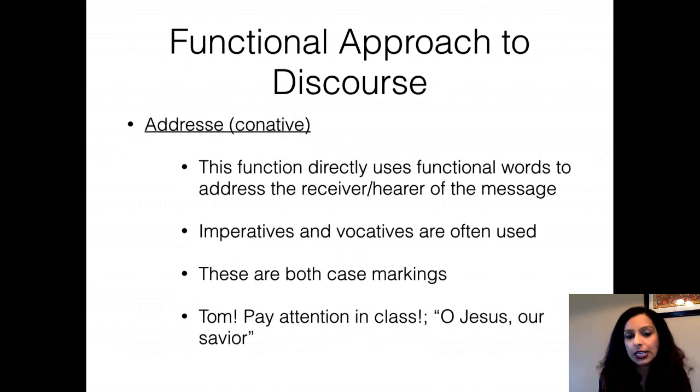The conative function is the addressee function, and these are things that are very often used with the imperative kind of case marking or the vocative case marking. In English, they are often written with an exclamation mark, so something like, Tom, pay attention in class, or, oh, Jesus, our Savior, right? Very often written with the exclamation mark. And so these kinds of functions in discourse are used to address the receiver or the hearer of the message, right? In this case, Tom or Jesus.